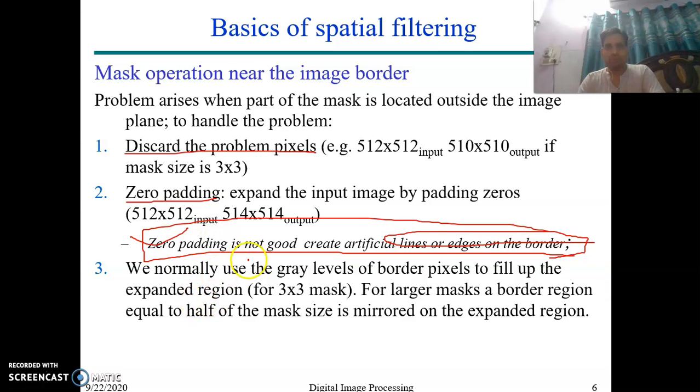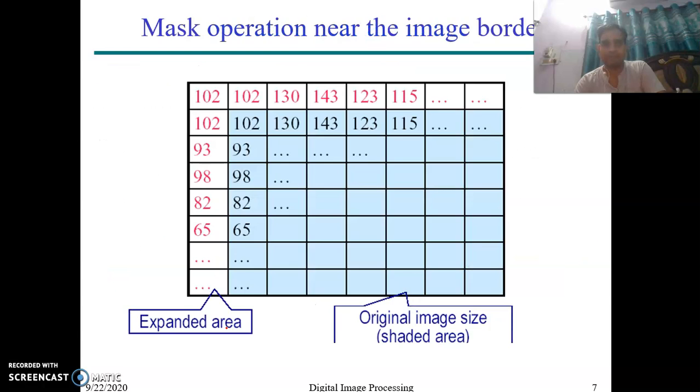So we normally use gray levels on the border pixels to fill up the expanded region. They are saying in the third line that we will generally use gray levels, some other values of the gray levels, at the border pixels to fill the expanded region. So the problem of creating artificial lines or edges on the borders will be removed. So these are some problems when we perform mask operations on the image.